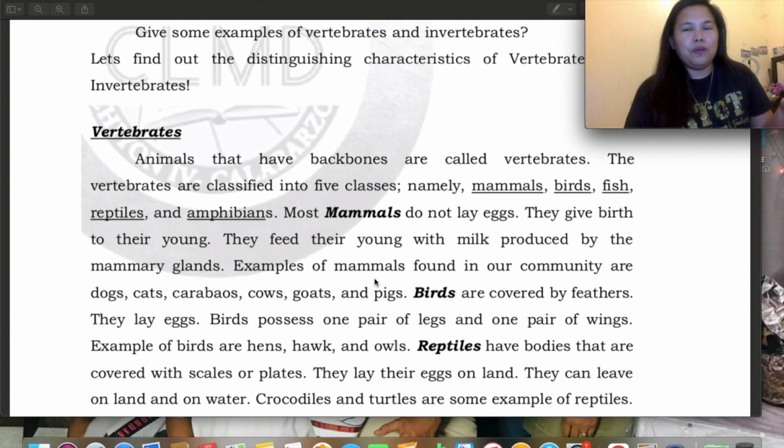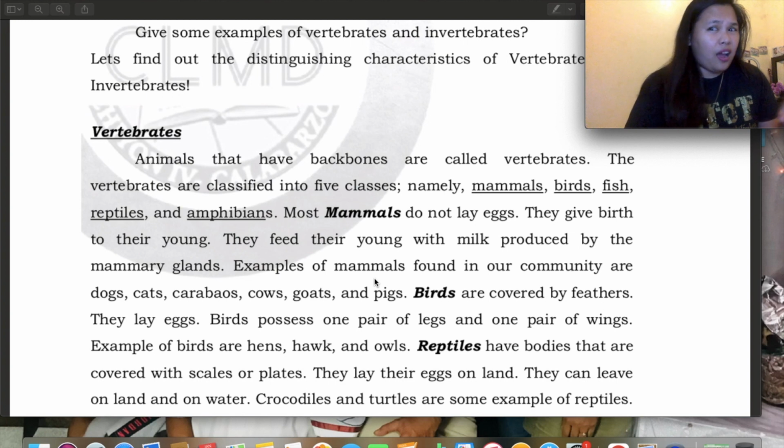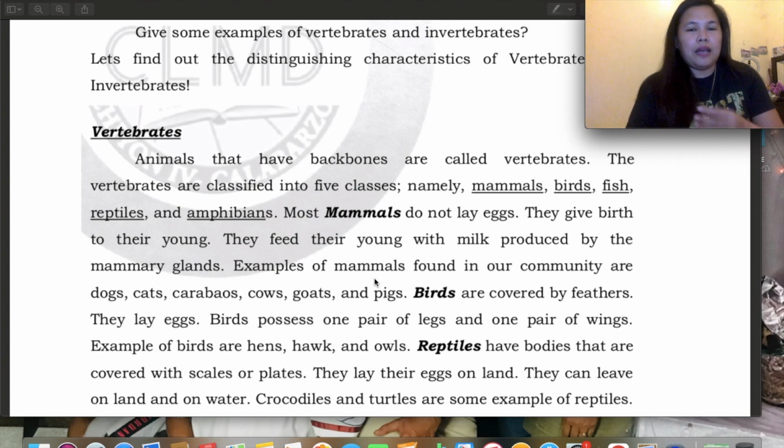Okay, here. Vertebrates. Alam kong bago sa inyo to. So, okay. Vertebrates, this is animals. Yung vertebrates and invertebrates. Animals that have backbones. Take note of this. Kapag ang lahat ng mga animals na merong mga backbones ay tinatawag na vertebrates. Okay, again, what do we call? It's an animals that have backbones.